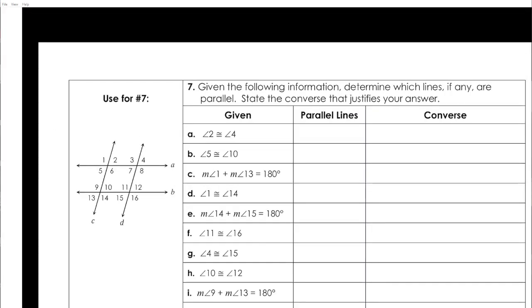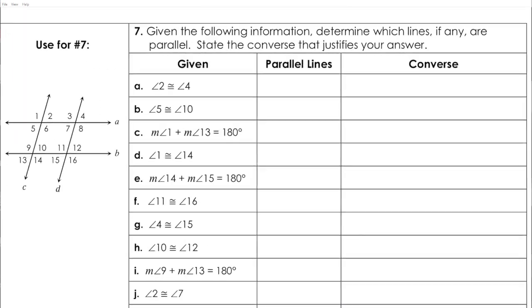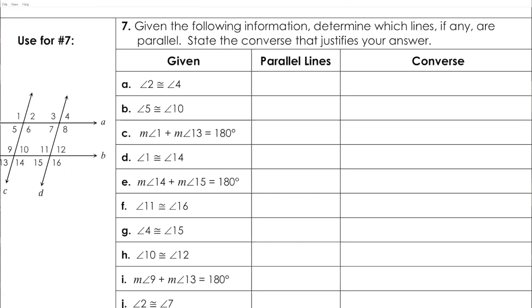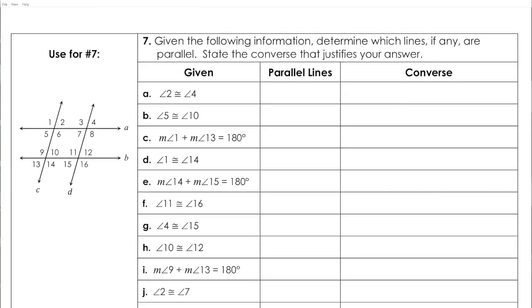Okay, so let's put some actual math behind it. Okay, so they want us, given the following information, determine which of lines, if any, are parallel. So we're going to identify the parallel lines, and then we're going to state the converse, meaning alternate interior, alternate exterior, same side interior, same side exterior. Now, to save time, we're going to go every other one, but remember your completed notes are posted on the fall live calendar, so you can go access that to look for the rest of them.